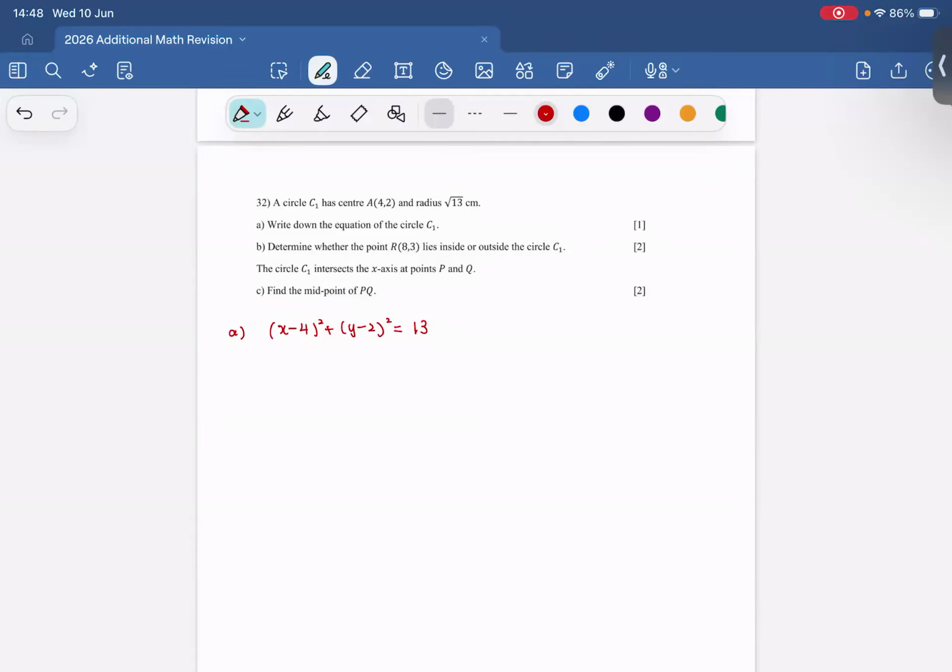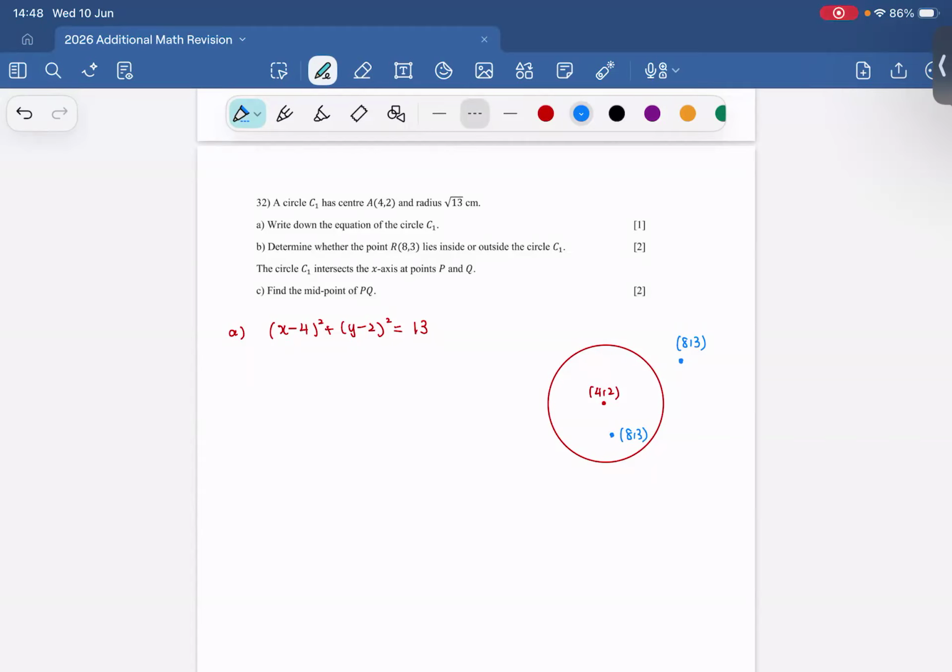How do you tell whether a point is inside or outside a circle? What you need to do is, this is not (8, 3), this is (4, 2). Okay, then you have a point (8, 3). So how do we know (8, 3) is inside or outside the circle? How do we know where is (8, 3)?